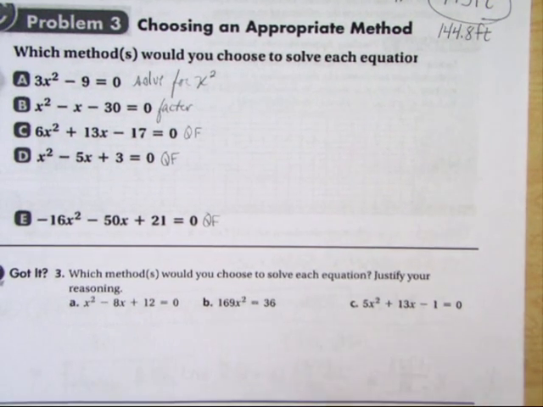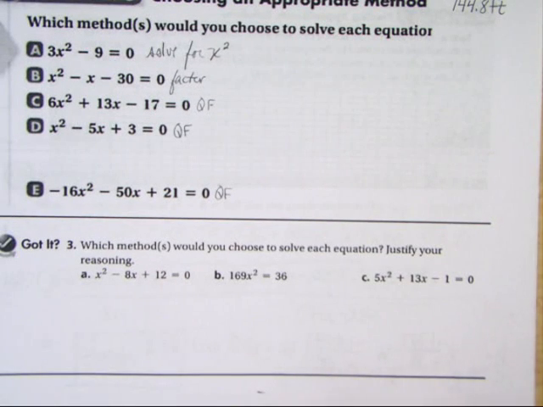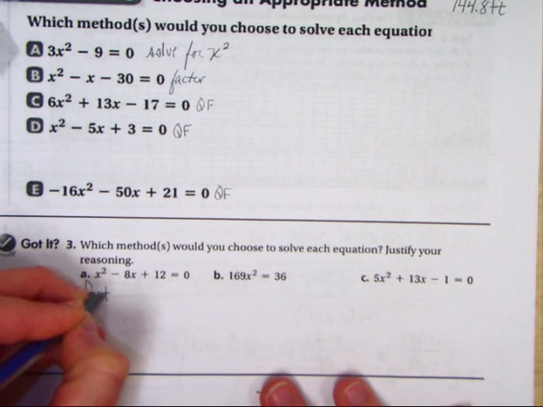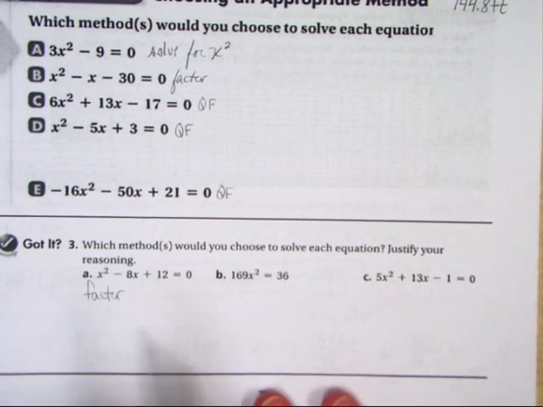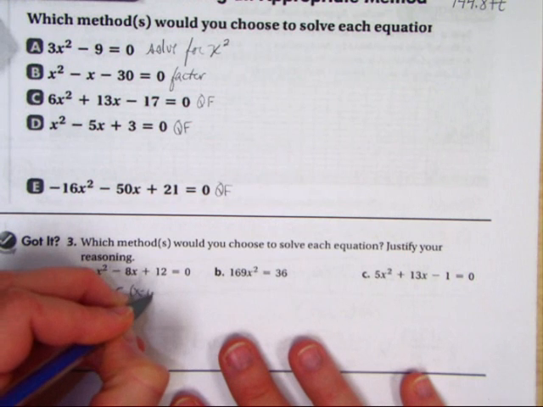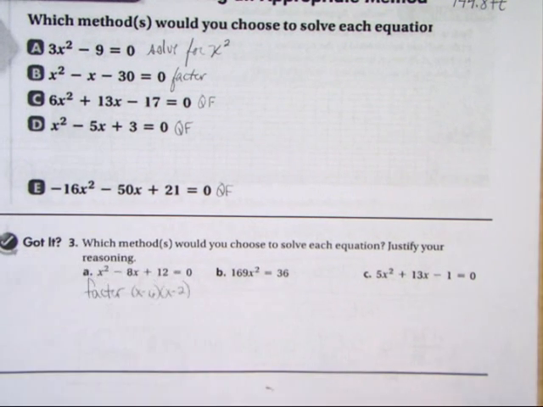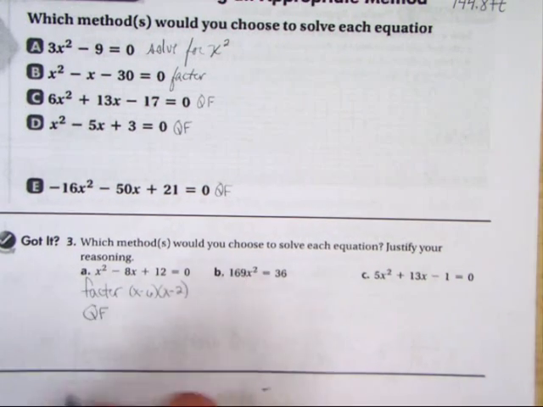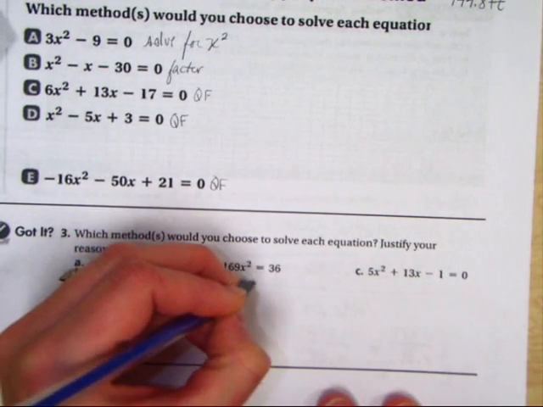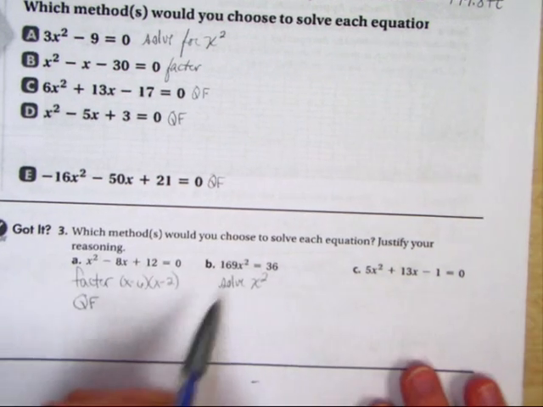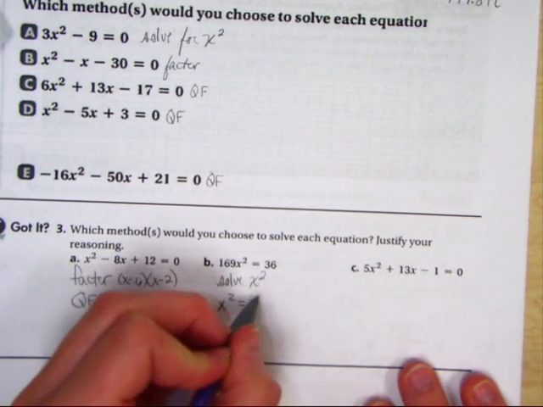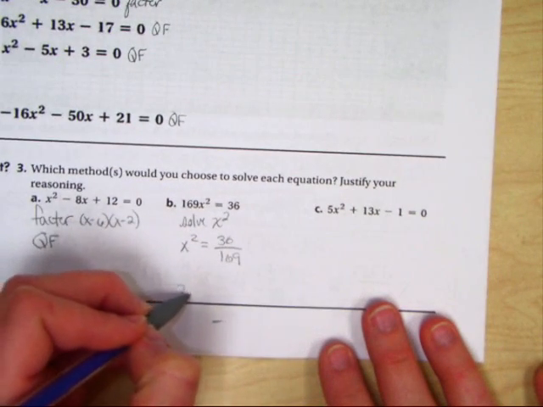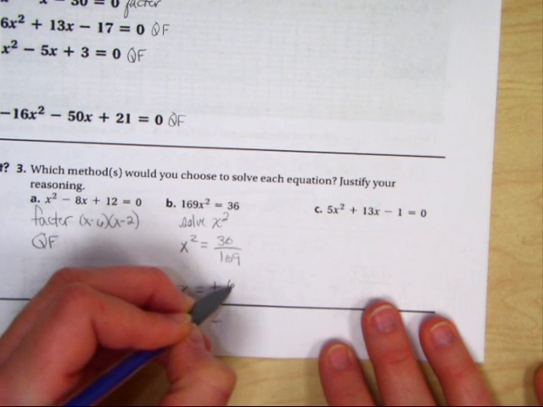Let's look at the couple on the bottom. In part A, it says what would you use? Well, I would either factor it, if I could, which this one does factor really nice. It would factor to x minus 6 and x minus 2. But if you weren't very good at factoring, you could use the quadratic formula. In part B, I would solve for x squared, because there's no x term. So I would divide by 169, and then I take the square root of both sides. Remember to use plus and minus.